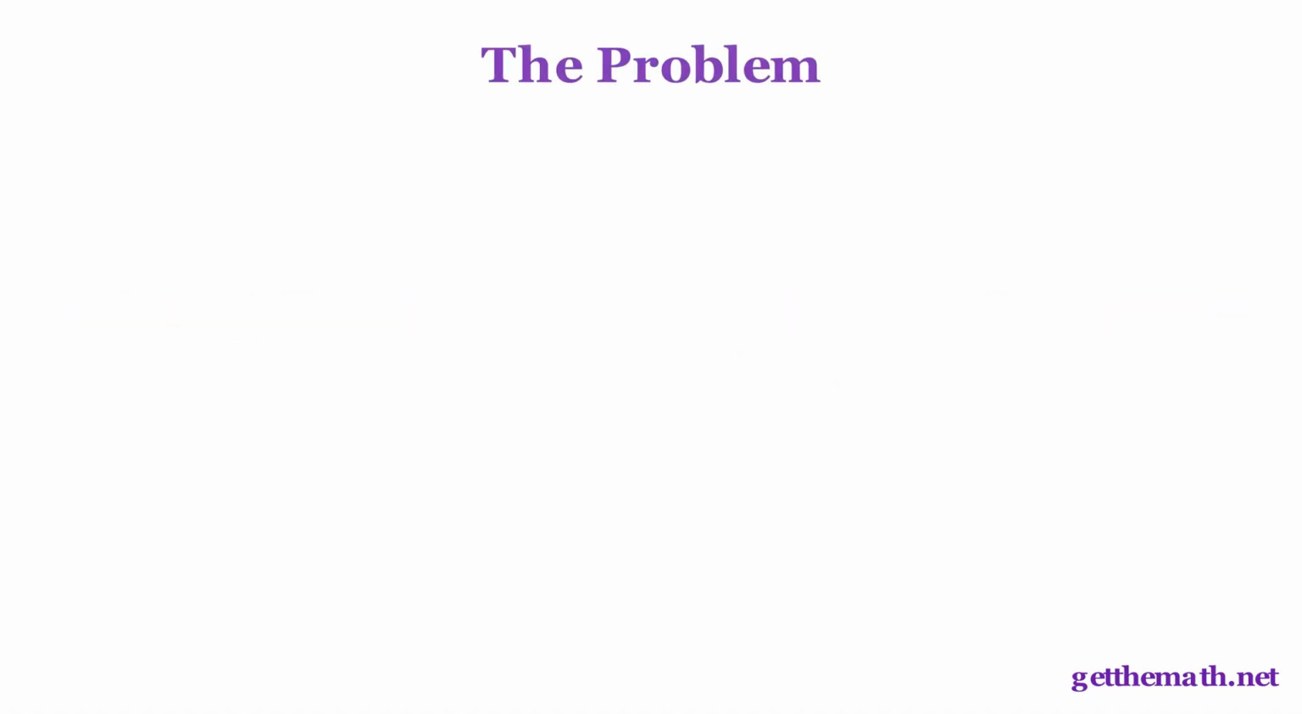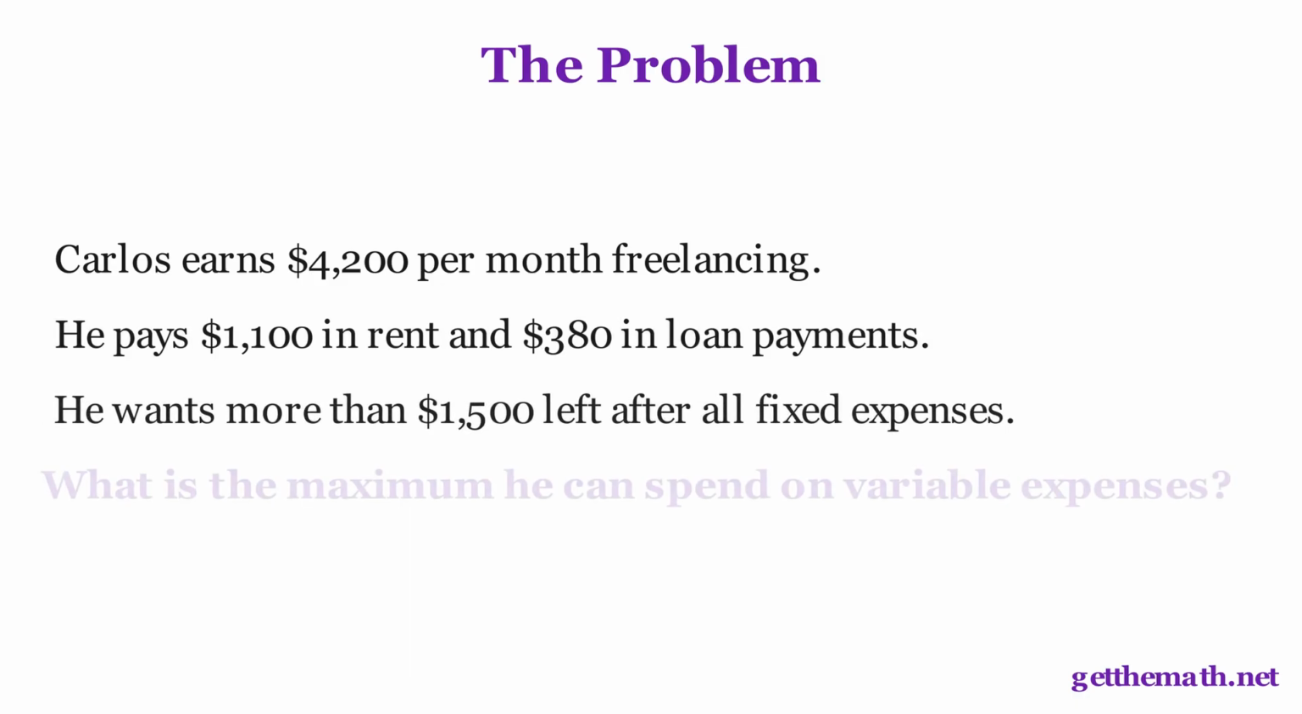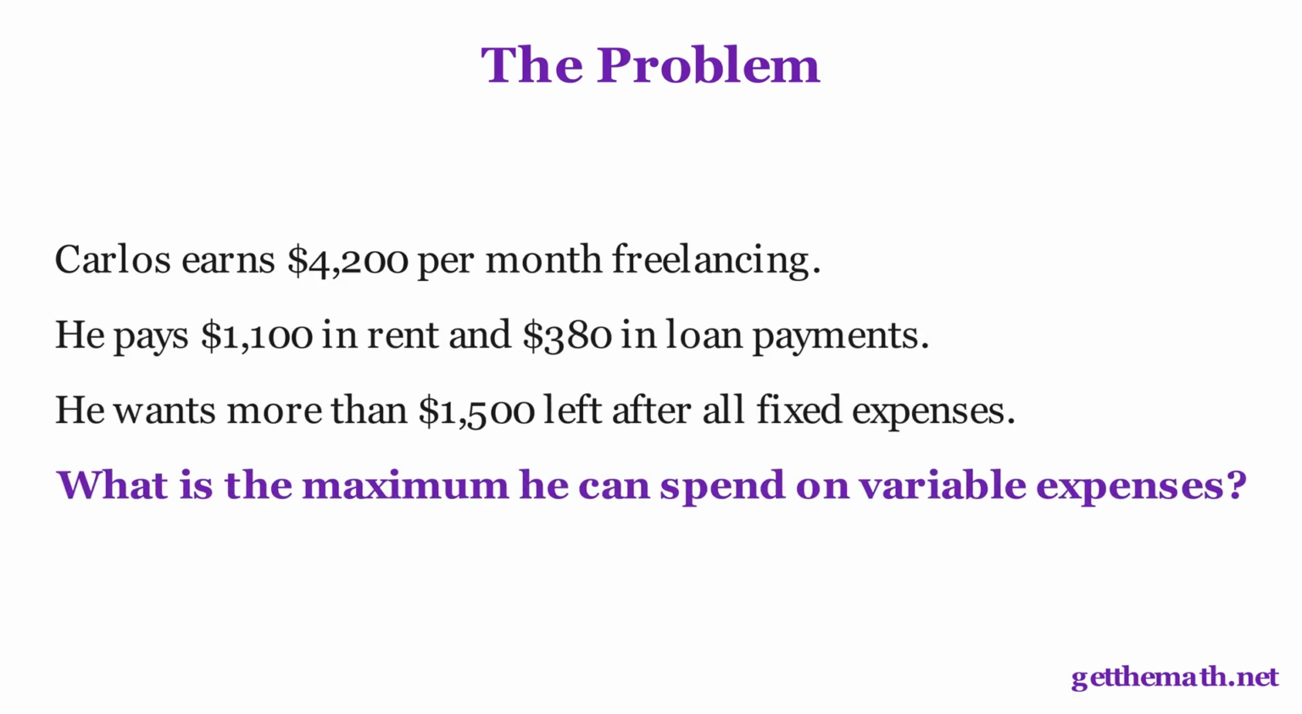Here is the problem. Carlos earns $4,200 per month freelancing. He pays $1,100 in rent and $380 in loan payments. He wants to have more than $1,500 left after all fixed expenses. What is the maximum he can spend on variable expenses?